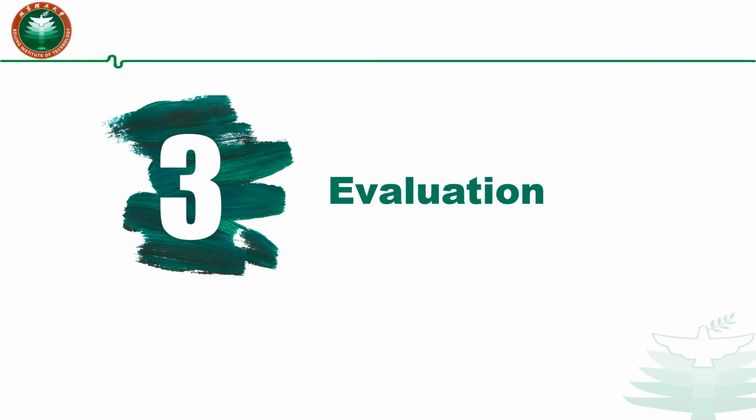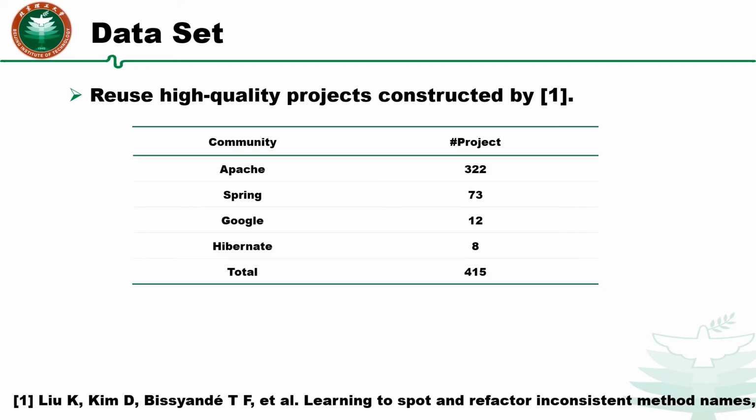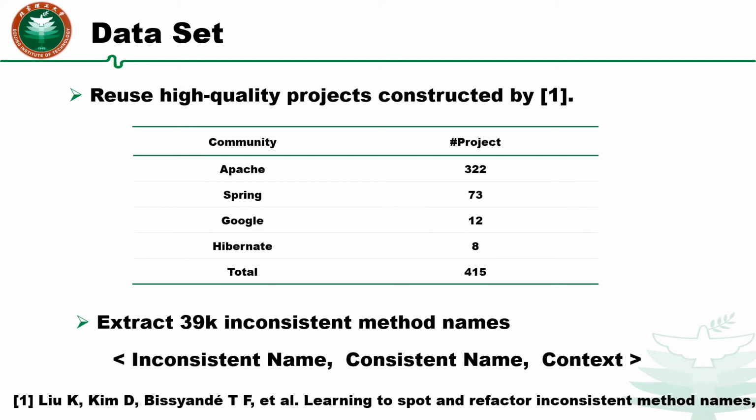The third part is evaluation. Regarding the dataset, we reused the high-quality projects collected by Liu, and these repositories come from 4 well-known organizations, and the details are shown in the table. Now the Apache, the Spring, the Google, Hibernate, these 4 well-known organizations. And through mining these repositories, a total of 39,000 inconsistent method names is obtained, and the same number of consistent method names and contexts were obtained.